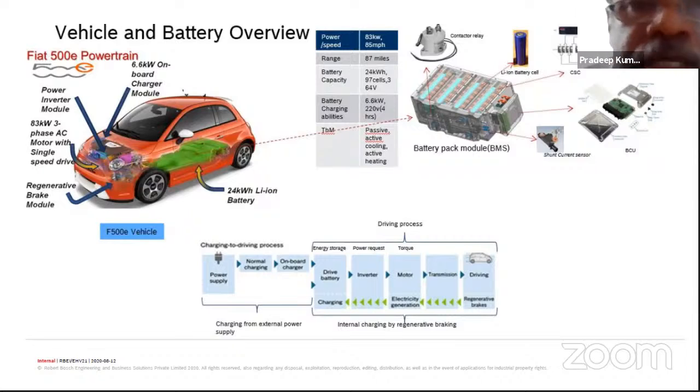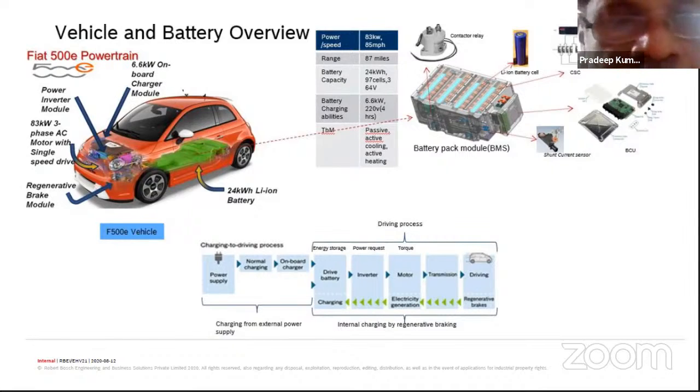So here you can see that these are all the range, and it can go up to a top speed of 85 miles per hour, not kilometers per hour. So now regarding the battery. From the battery, it is DC voltage, and then you are driving the car using an AC motor. It is an 83 kilowatt three-phase AC motor.